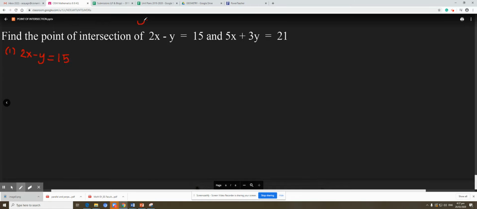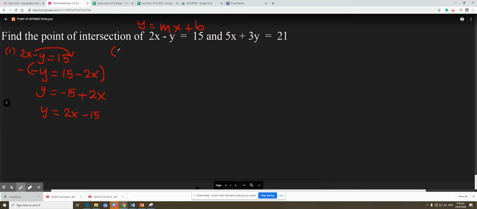Alright, so we need to make it into the form y equals mx plus b. So we need to isolate y. So therefore, we have to transpose this. This will become negative y equals 15 minus 2x. Alright? Then you have to make sure that y is positive. So therefore, multiply everything by negative. This will be y equals negative 15 plus 2x. Alright? Also, we can write it also as y equals 2x minus 15. So this is our first step.